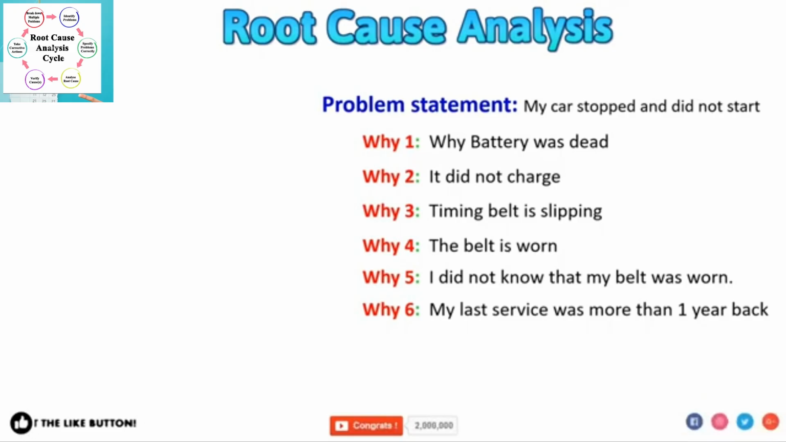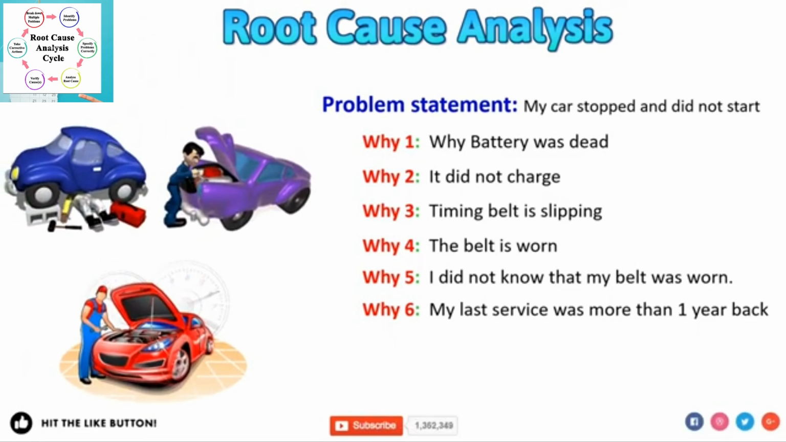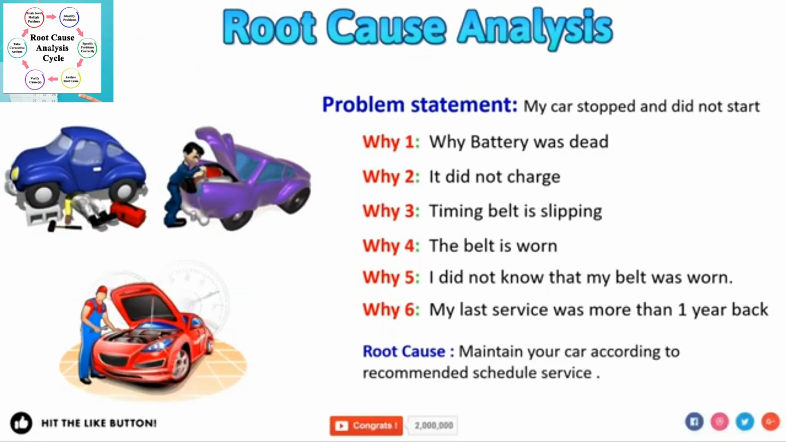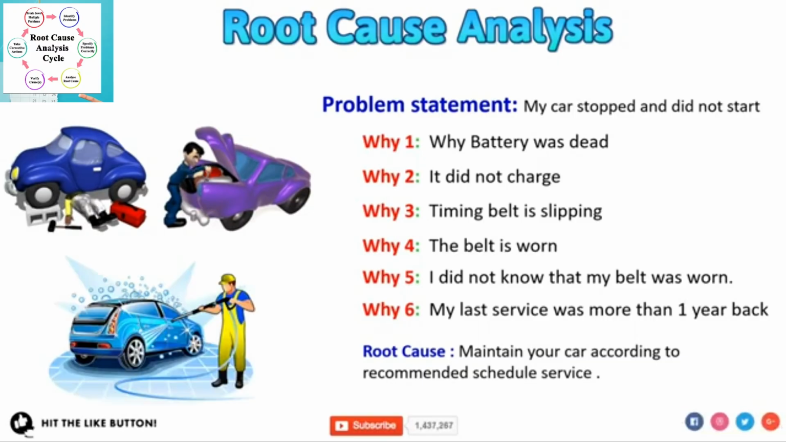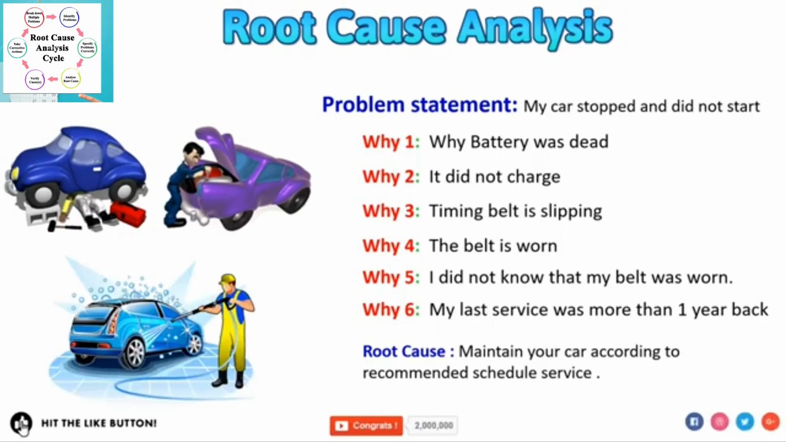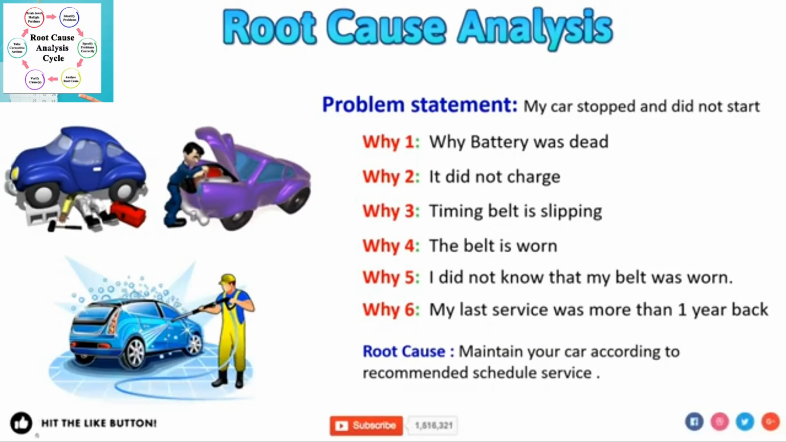The root cause that we are coming out with here is that we need to maintain your car according to the recommended scheduled service. Had he done that, then he would have known that his timing belt is slipping and it could lead to the battery not being charged, which could ultimately lead to the car stopping in the middle of a road.